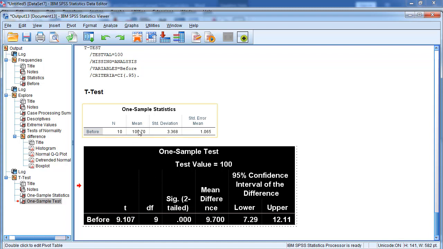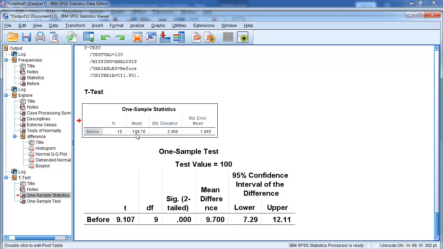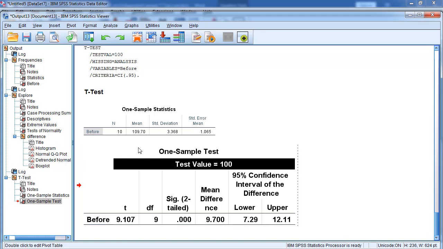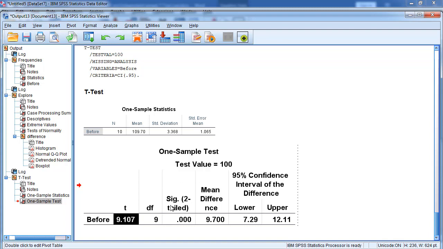So here we have to compare the sample mean with the population mean. This is the population mean. We want to know if the mean of the sample is statistically different from the mean of the population, which is 100, or not. We look at the table: the t-value is 9.10, with degrees of freedom 9, which is n minus 1, 10 minus 1 equals 9, and the two-tailed test p-value is less than 5%.